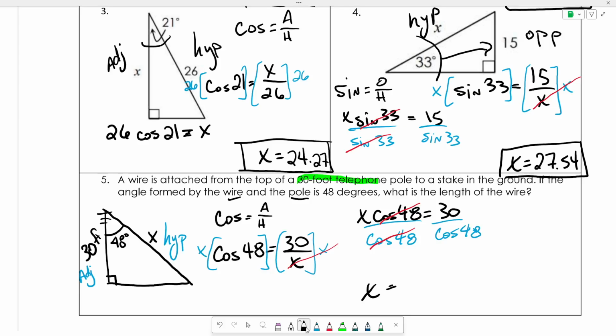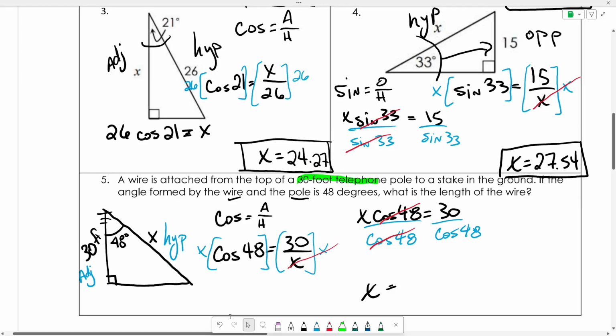I'm getting my calculator here. Well, I'll say I'm going to grab my calculator. He's run away. Run away, calculator.